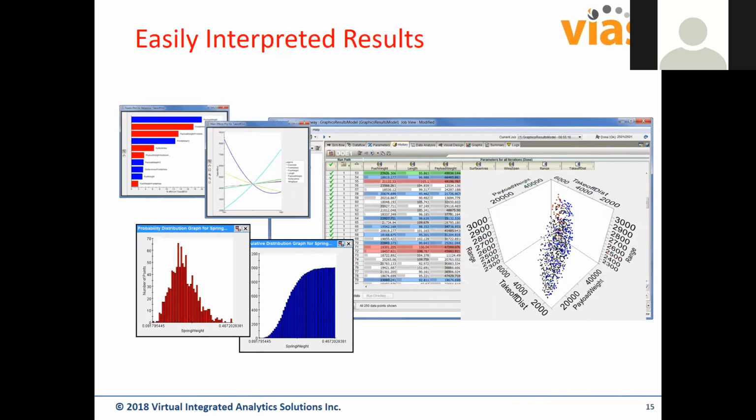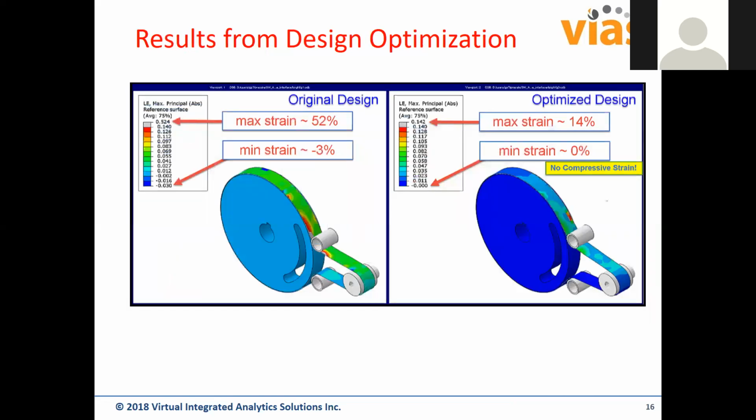And once again, all of this integrates right into your simulation solution, so in most cases you wouldn't need to develop any complex APIs, and for any of the APIs that you do require, we gladly develop those solutions for you. So once you've run it through this optimization, what we see is our strain went from a maximum of 52% to 14%, and there is no more compressive strain. So you can see that there is tangible benefit in using such an optimization scheme.